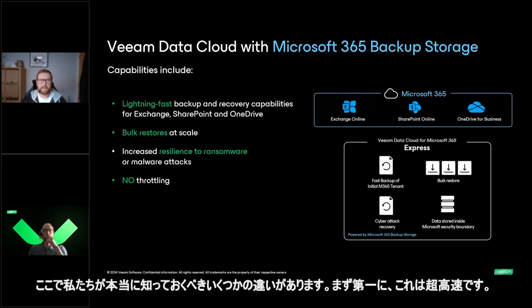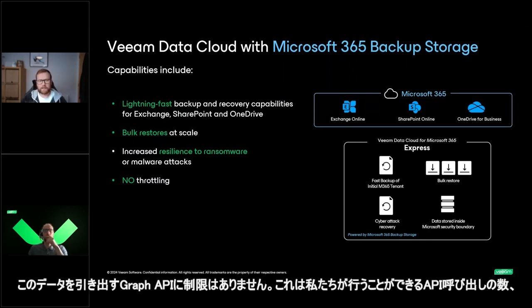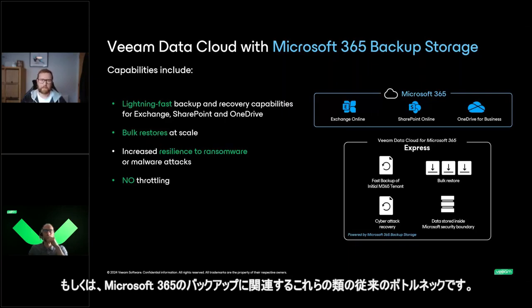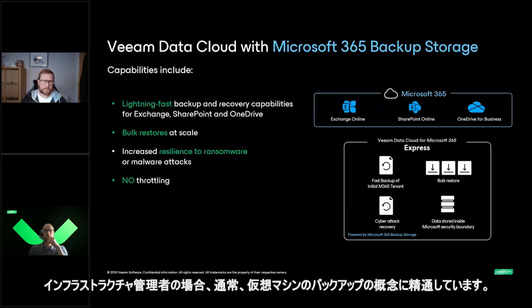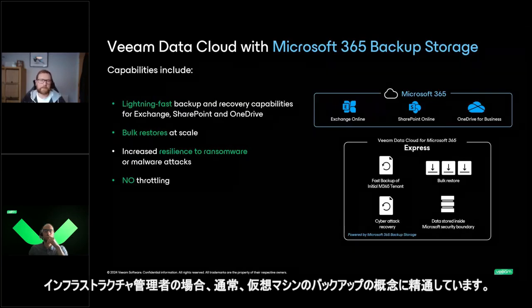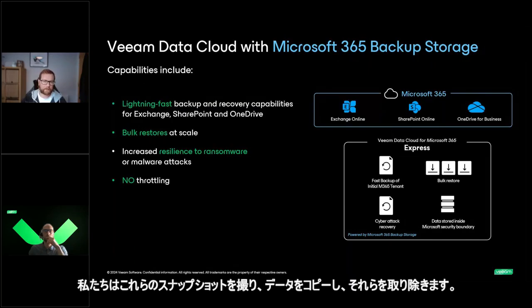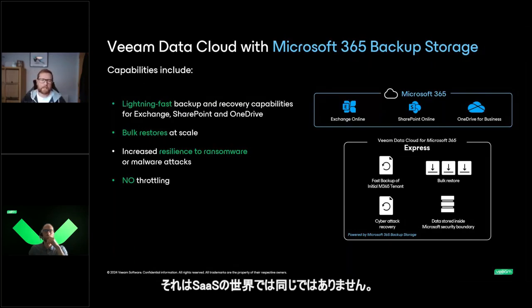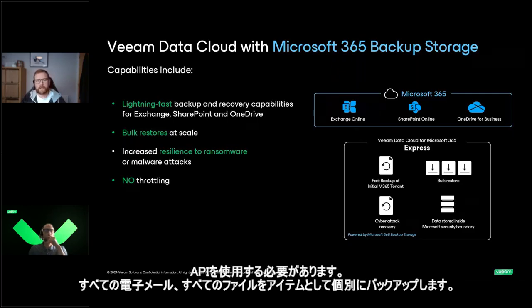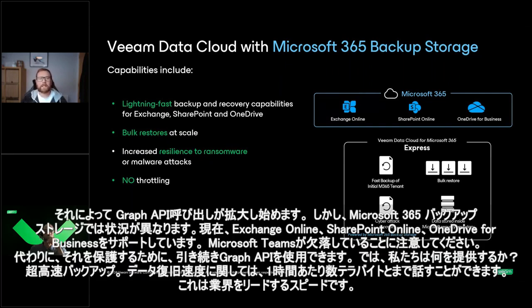So first of all, this is lightning fast. We're not limited by the Graph API pulling this data out and the number of API calls we can make per day, or any of these kind of traditional bottlenecks that have been associated with backing up Microsoft 365. If you're an infrastructure administrator, then you're normally familiar with the concept of virtual machine backup, where you take these snapshots, we copy the data, we get rid of them. That doesn't exist within the SaaS world the same. We have to use APIs. We back up every single email, every single file individually as an item. And that is where these Graph API calls start to magnify.